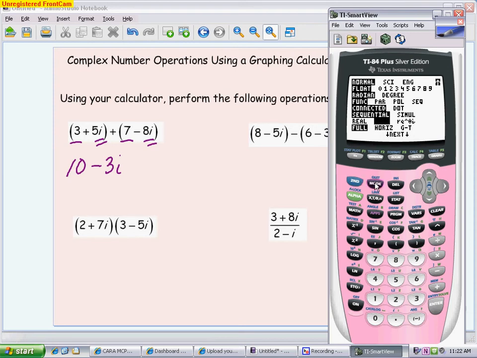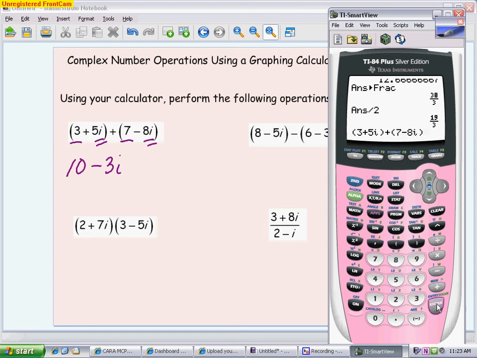So hit second and mode. And we will add these together. It really helps to use parentheses to get in the habit. So we're going to hit parentheses, 3 plus 5i. The i, remember, is under the decimal point, so you have to hit second and the decimal point. Close your parentheses, plus new parentheses, 7 minus 8i. Hit enter. And you'll see the exact same answer we just came up with.